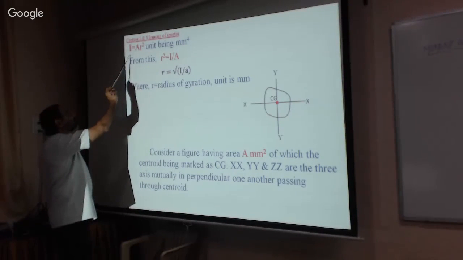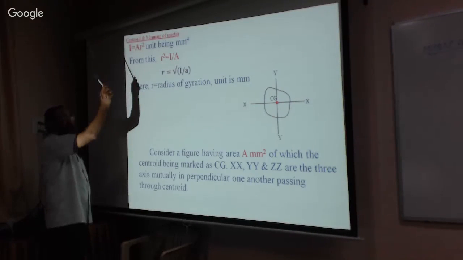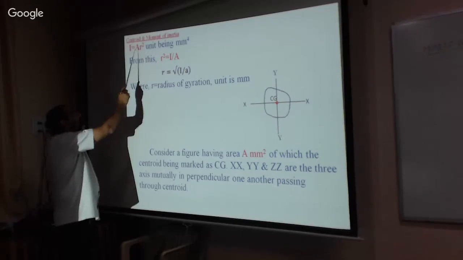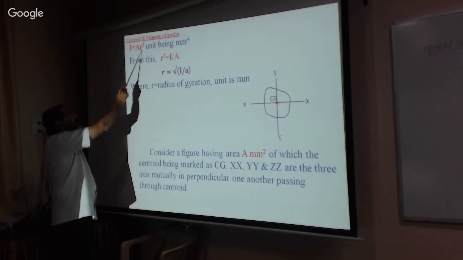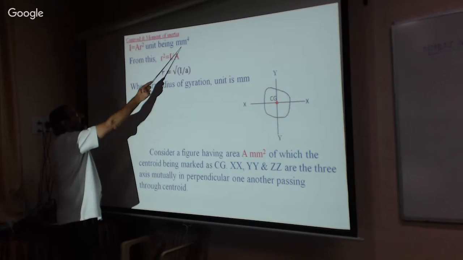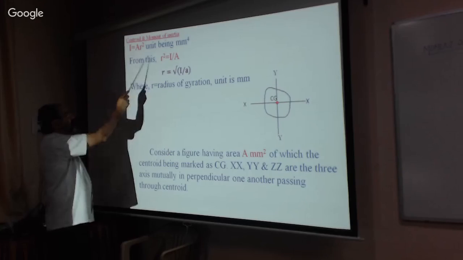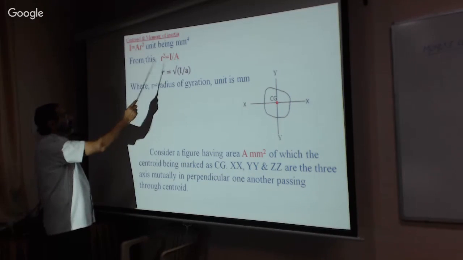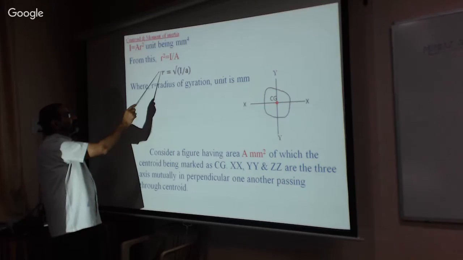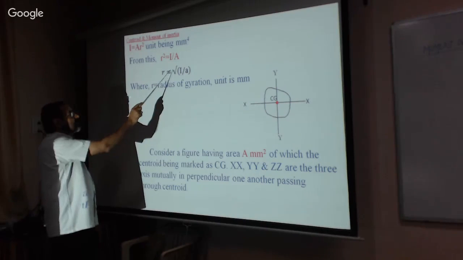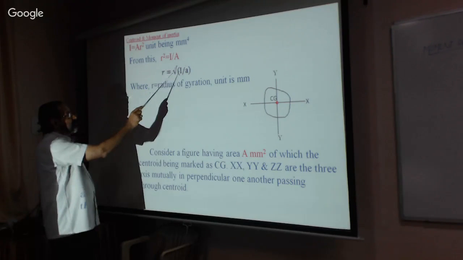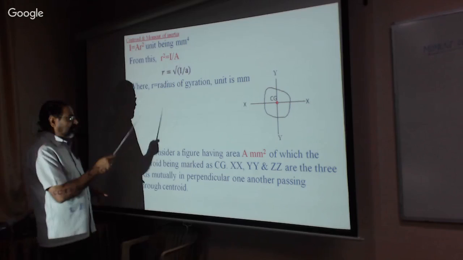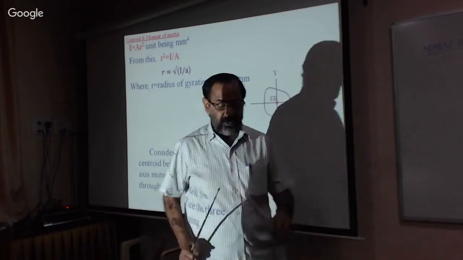So the moment of inertia of the plane figure is equal to area into r square, that is the distance squared. The unit is area, distance r into r, therefore millimeter to the power of 4. From this equation, r square is equal to I by A. Now just transferring the equation from one side to the other. Now this r is called the radius of gyration. That is understood: I by A, radius of gyration. Now we should know what the radius of gyration is.